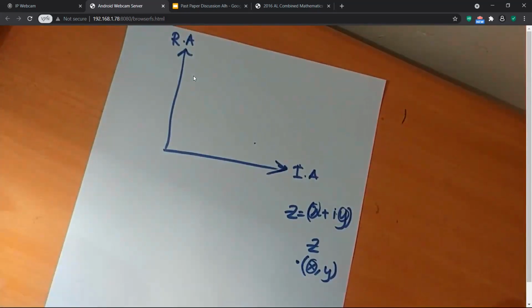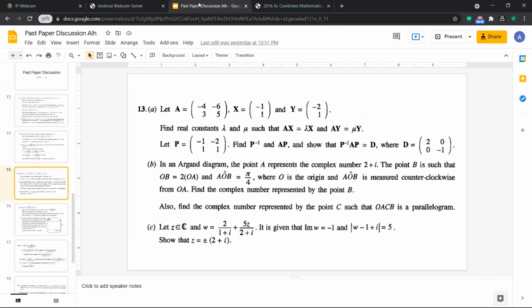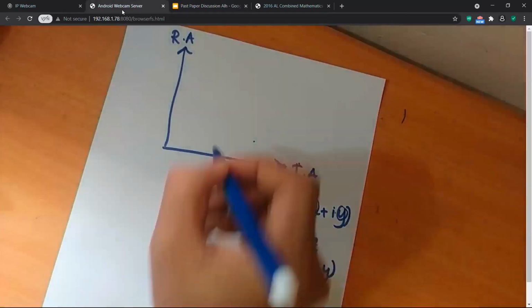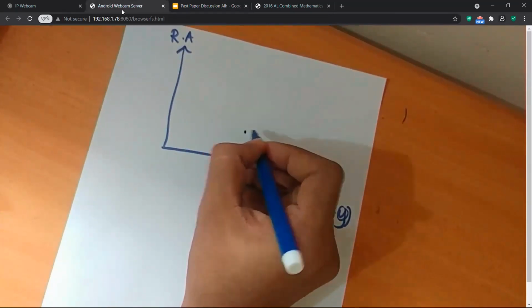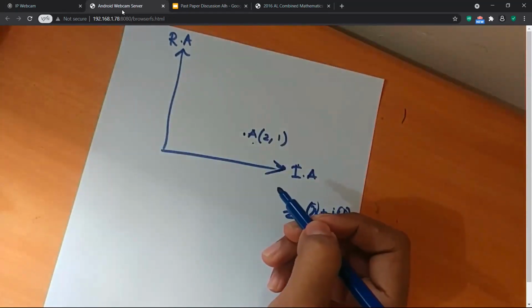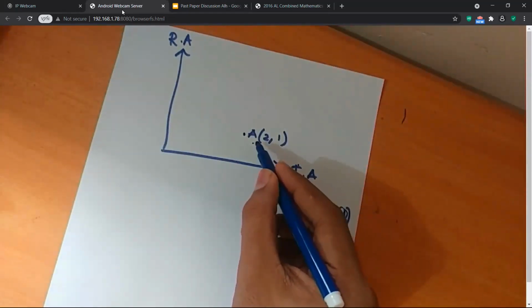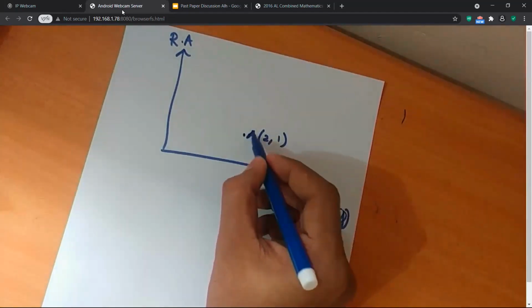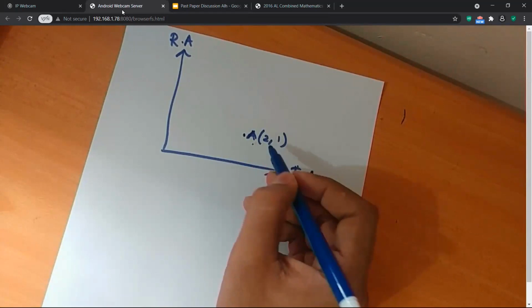Right. So what they have given us is that point A represents the complex number 2 plus i. Now, what is 2 plus i? x is 2, and y, the coefficient of i, is 1. So x plus iy represents the point (2, 1), and here is point A. So it's 2 and 1. The point A represents the complex number 2 plus i.